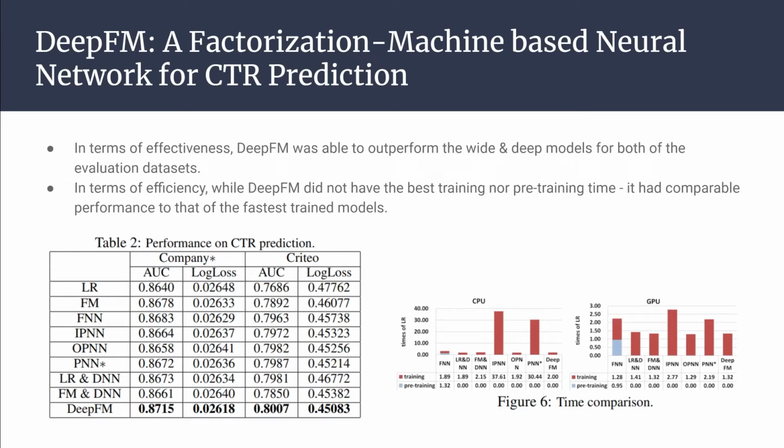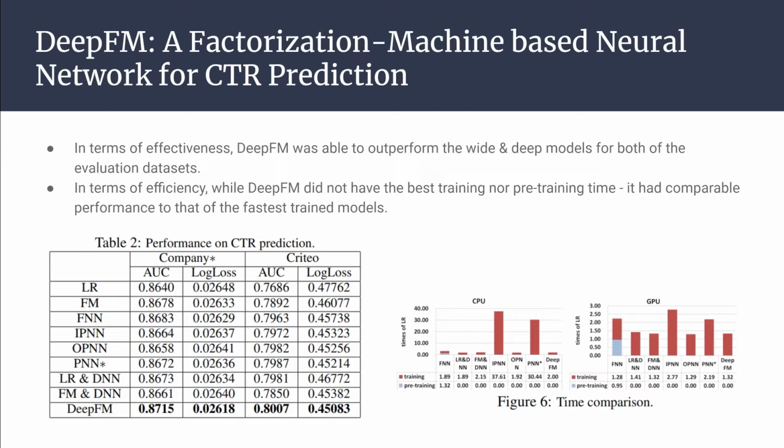So let's take a look at some of the results of this relatively simple change. You can see on the table on the left, there's this LR and DNN row, and that corresponds to the wide and deep model. And you can see that DeepFM, in terms of the AUC and the log loss, was actually able to achieve a better result with this model.